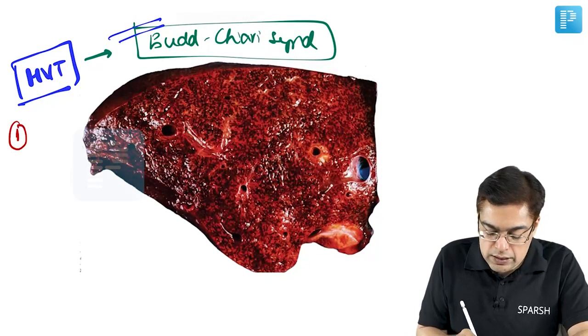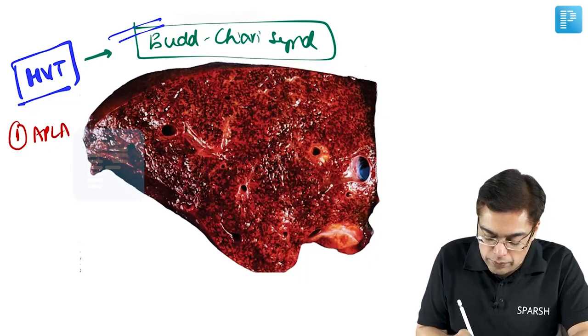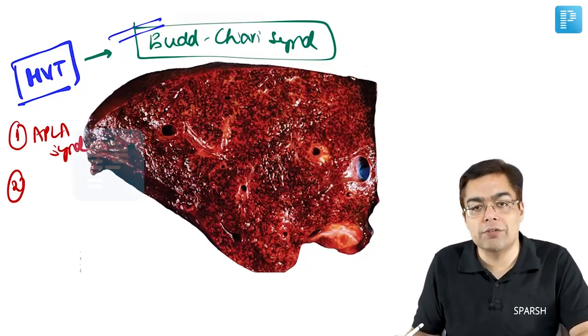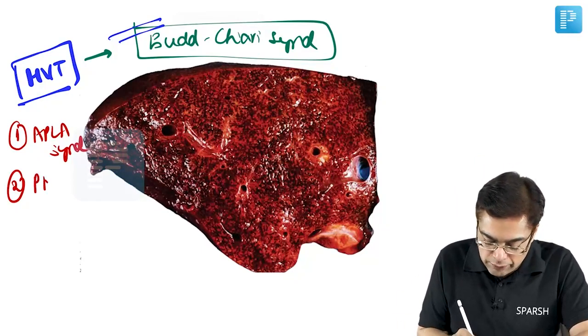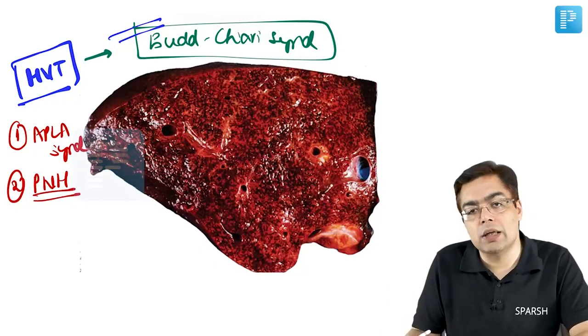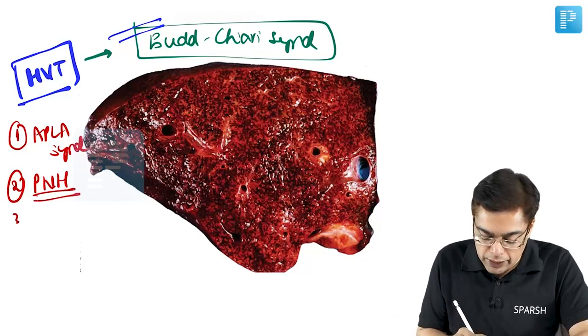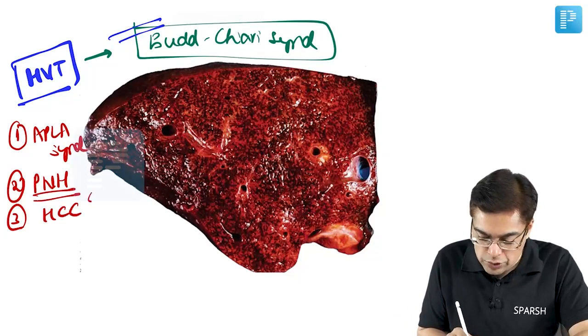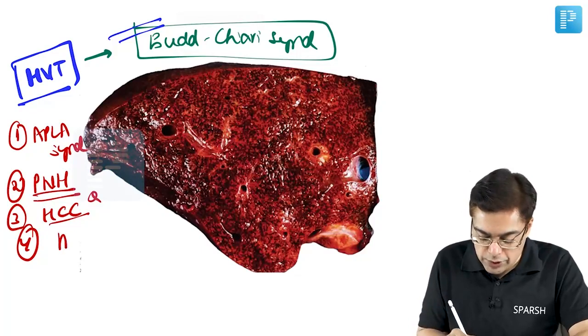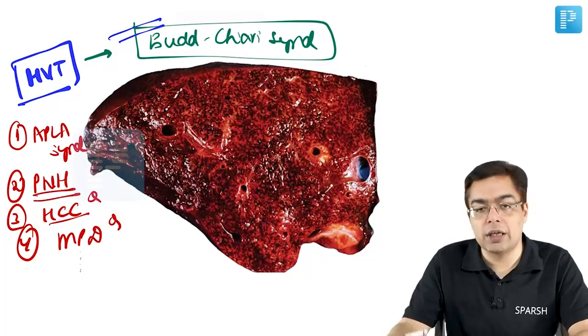Factor number one that is asked in the exam can be a condition like Apla syndrome, the condition that you associate with the formation of anti-beta-2 glycoprotein antibodies in females of reproductive age group. Another important reason for development of hepatic vein thrombosis can be a patient suffering from paroxysmal nocturnal hemoglobinuria. You can have hepatic vein thrombosis in a patient suffering from hepatocellular carcinoma, and definitely Budd-Chiari syndrome can be seen in patients suffering from myeloproliferative disorders.